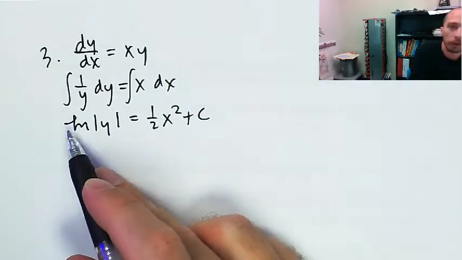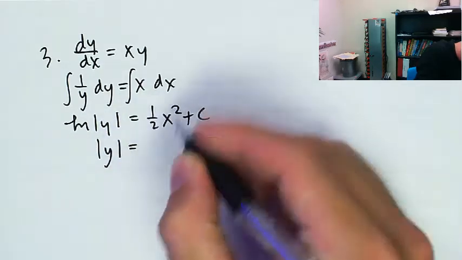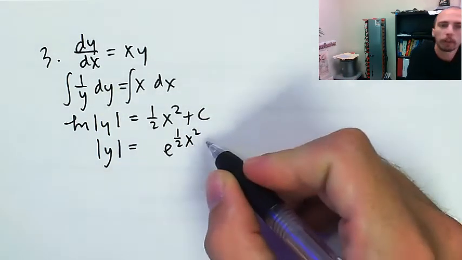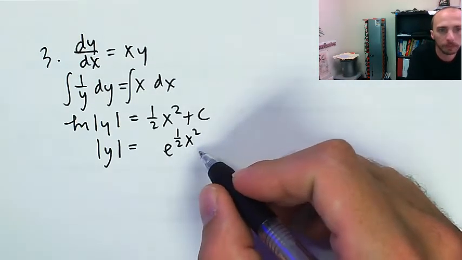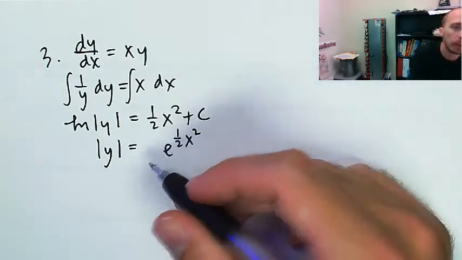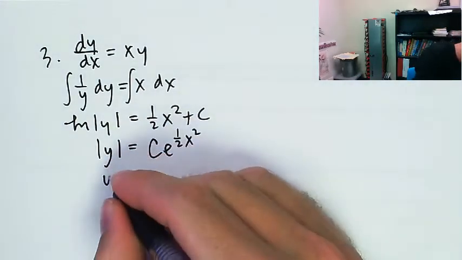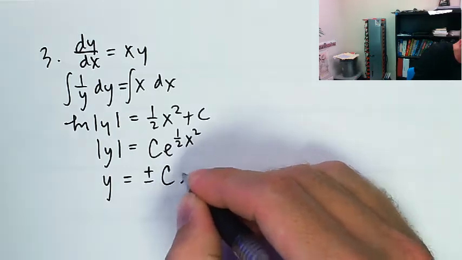Okay, I'm going to get rid of the natural log by taking e to the power of both sides. But I know that I don't have to write plus c in the exponent. This is really multiplied by e to the c, and e to the c is some other arbitrary constant. So I'm going to put that there, and I'm going to drop the absolute values, which induces a plus or minus on the other side.